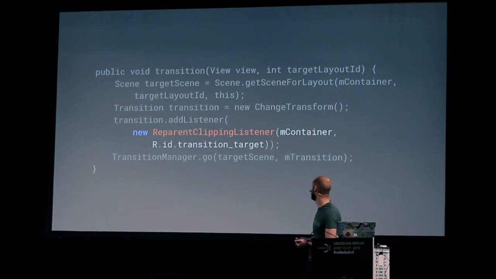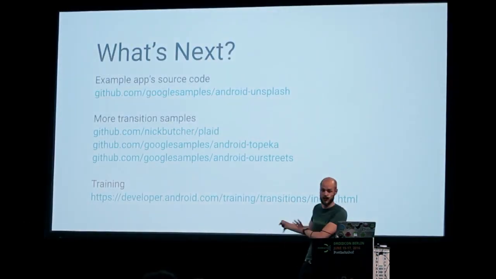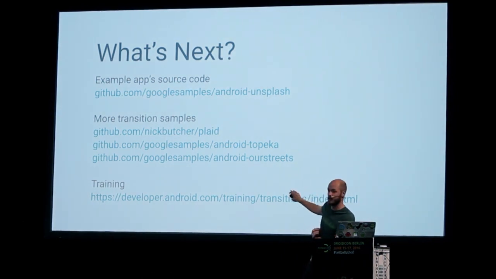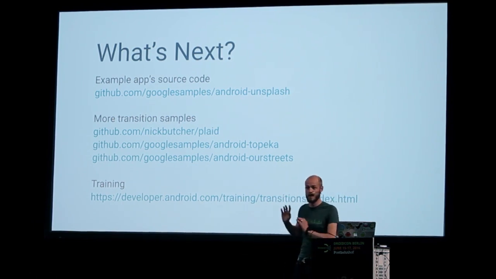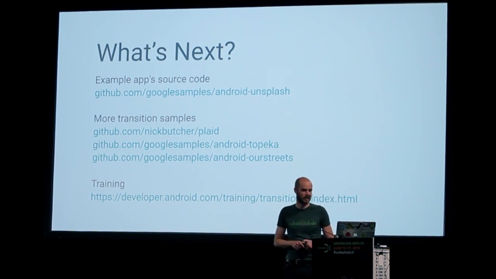So that was faster than I expected, but all the source code is on Google Samples, Android-Unsplash. There's a couple more transitions, animation samples, and material design samples that you definitely should take a look at. Nick Butcher's Plaid app is amazing. It's been talked about today as well. It's one of the really good apps that is very powerful, and make sure that you take a look at that, as well as Topeka, which is another app that is slightly less complicated and does the same thing as well. Also take a look at the training for transitions.